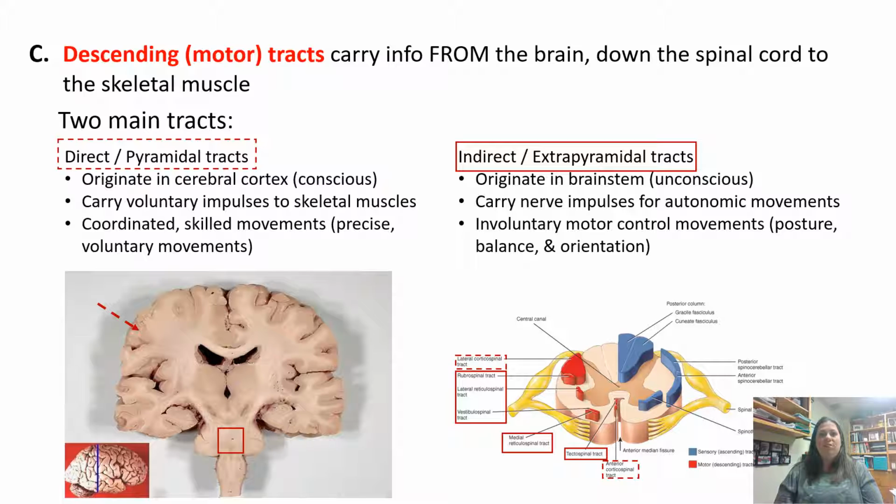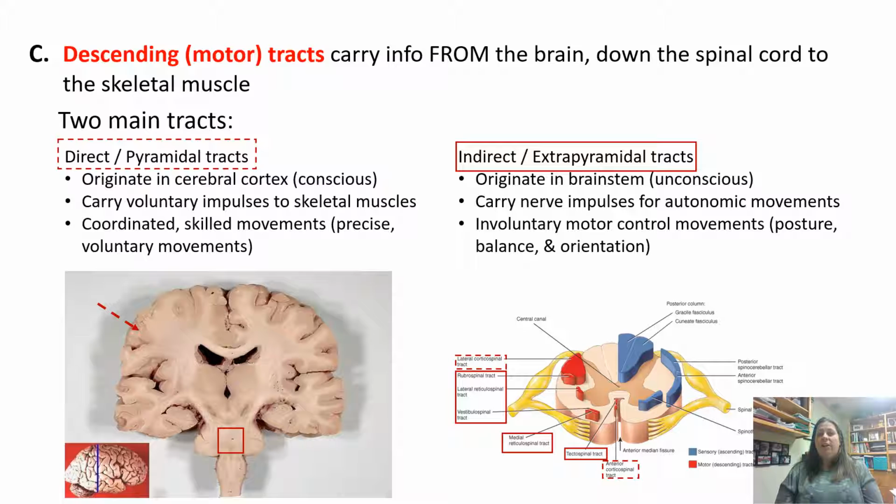There's two main tracts. There's the direct, or what we call the pyramidal tracts. These are going to originate in the cerebral cortex, and this is more for your conscious types of movements. For your skeletal muscles that you have voluntary control over, they're going to also help you coordinate and do skilled, precise movements like tying your shoe or buttoning your buttons, that sort of thing. We see the indirect or extrapyramidal tracts are going to originate in the brainstem, and these are going to be more unconscious, and they're going to be more of your autonomic movements.